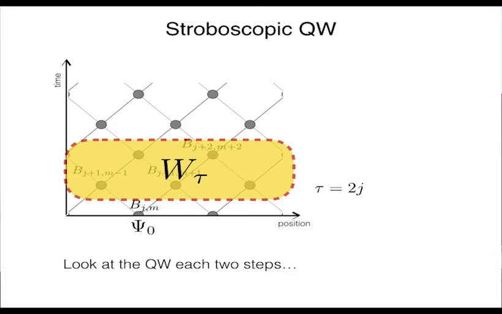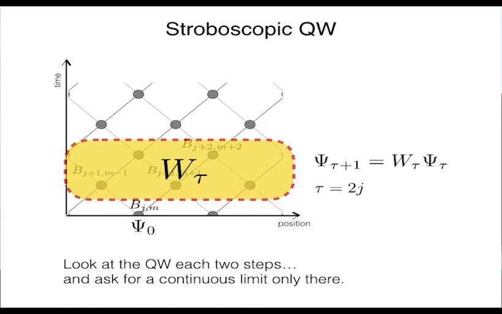What I introduced is a stroboscope of period two. So I just grouped the unitaries in time, and I observe the quantum state through a stroboscope of period two. So at each time step now, I have a much more complicated equation, because my time step is tau and not j. My finite difference equation looks like the previous one, but this operator is much more complicated.